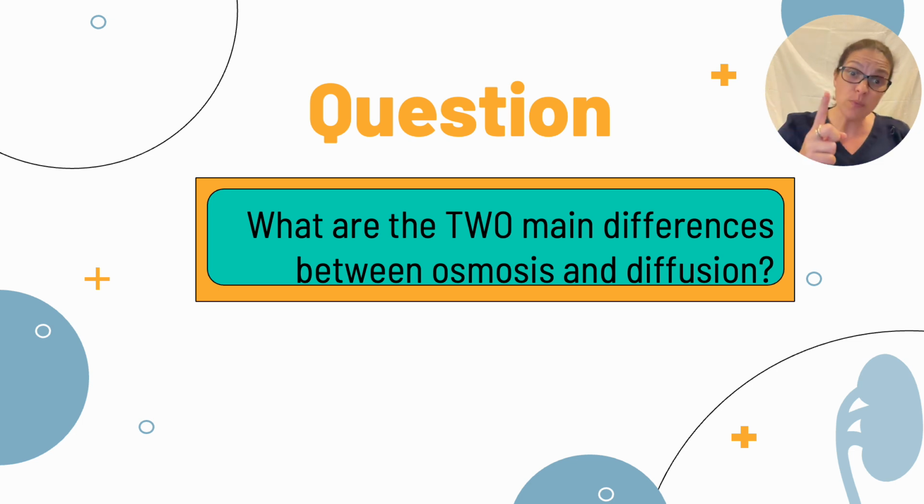This was a really important point, so I want to make sure you know this. What were the 2 key differences between osmosis and diffusion? Please make sure you know this. If you don't, go back and make sure you figure this one out.